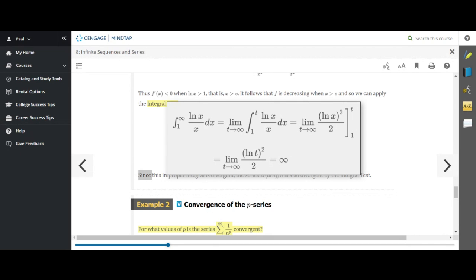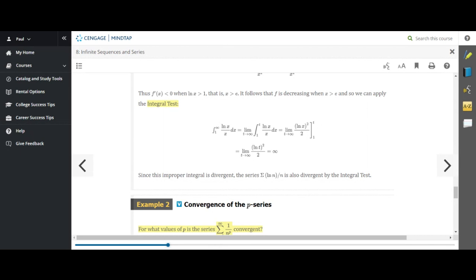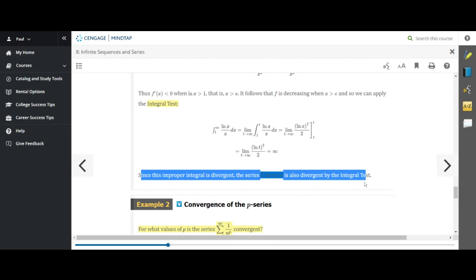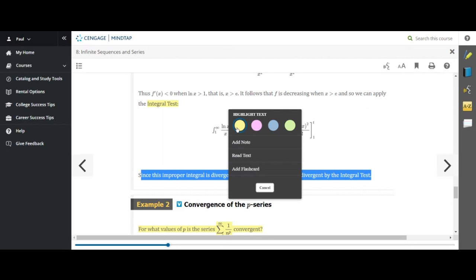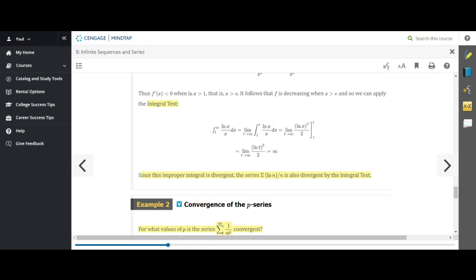So that improper integral diverges. Okay, and so since the improper integral diverges, that means our series diverges also by the integral test.